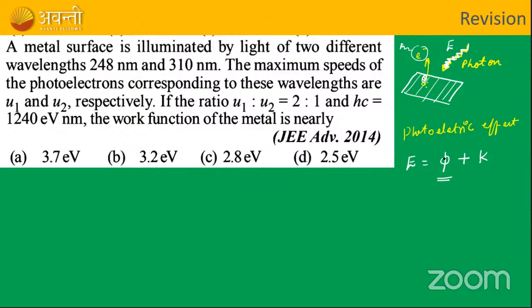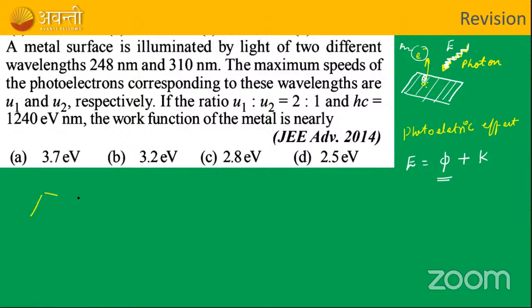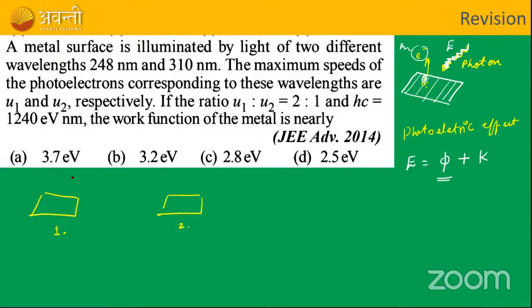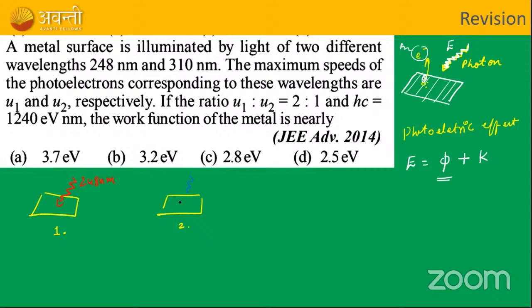So let us use this equation and try to understand the question here. In this question, we have two situations. Let me take metal plate situation number 1, and metal plate situation number 2. In the first case, we have a photon of 248 nanometer falling on the plate, and in the second case, we have a light of 310 nanometer falling on the plate.